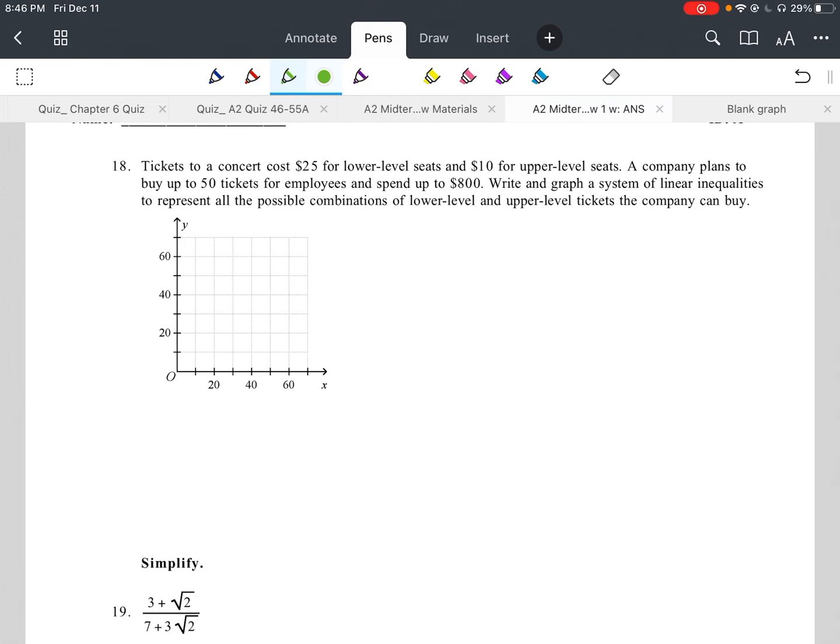Number 18. Tickets to a concert cost $25 for the lower level and $10 for the upper level. All right, so the first thing I do is let x equal and y equal, whatever that is, that's all we have to worry about. Lower level and upper level tickets. And it really is the number of tickets, I should say. So the number of tickets for upper level and the number of tickets for lower level. So I'm going to let x be the one.